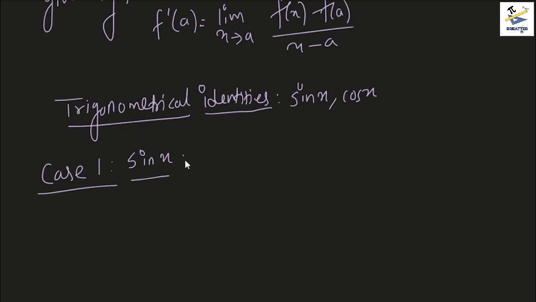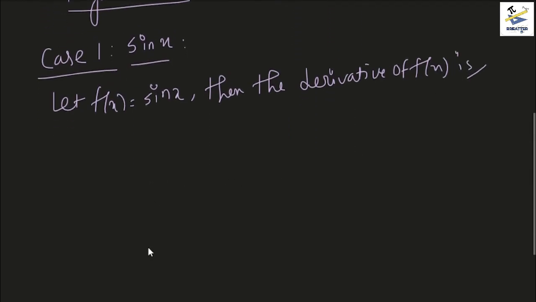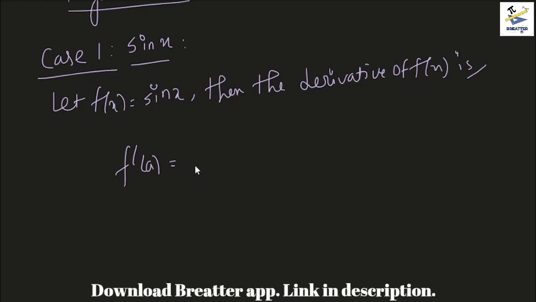So sin x. Let f of x equal sin x, then the derivative of f of x is... Now we try to find the derivative using first principles, and it won't be that hard, because as we have already encountered this kind of problem before, we should be accustomed by now to how to approach such problems and how to solve the particular limit.